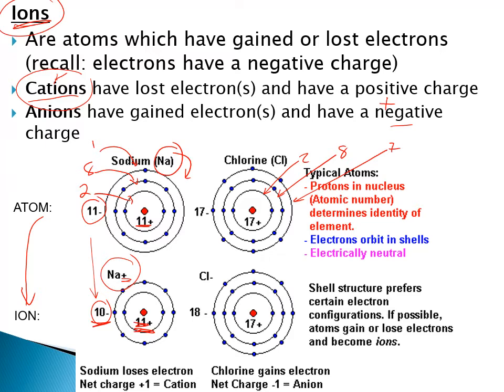It would be more stable, it'd be happier if it could have a full outer shell. So what it does is it will gain electrons, and it will become, again, an ion. In this case, it becomes a negatively charged ion by gaining 1 extra electron in the outer shell. So now it is going to have 18 electrons, 17 protons still in the nucleus. The nucleus has not changed. And so we have an extra negative, so it ends up with a -1 as its charge.